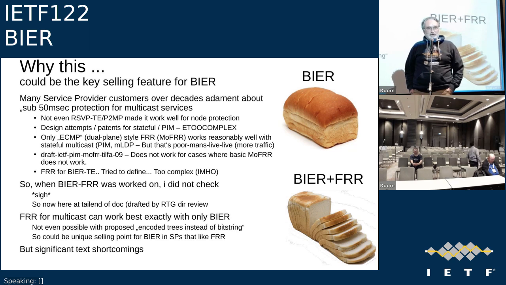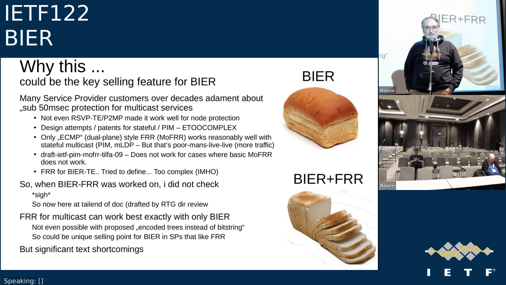And so then we tried to do the same thing with BIER-TE, where it also didn't work. So it's basically node protection with multicast, other than normal MOFR, which is working fine in dual plane networks. We could never find something working, and I never had a look at the FRR for BIER before I was asked to review it for the routing directorate.